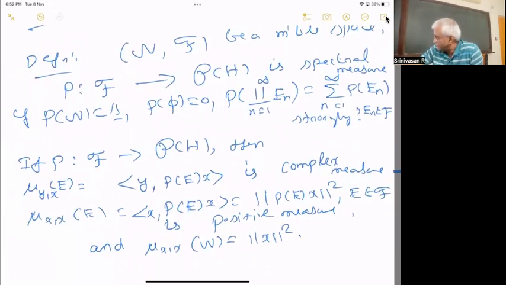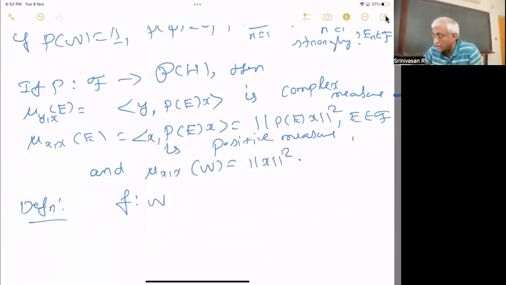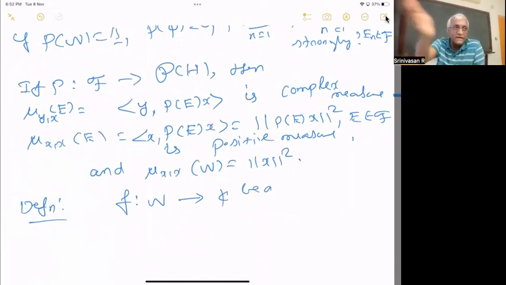Now using this spectral measure, we want to define operators. But we want to define unbounded operators. So, definition. Let f from omega to C be a measurable function. You can integrate real functions, and you can integrate complex functions also. You just integrate the real part and the imaginary part separately and add them. So there is no problem with integrating complex functions. Let f be a measurable function.